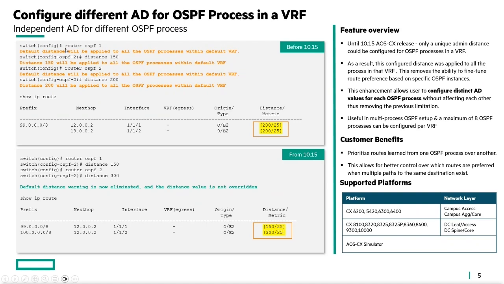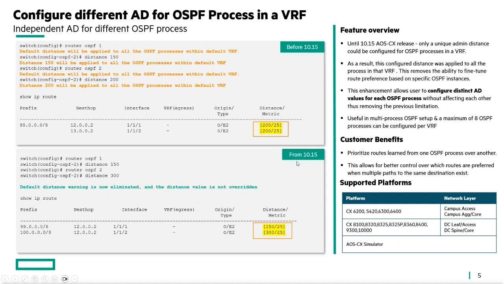Before 10.15, whenever we get into the router OSPF context, here I have router OSPF 1 and I'm applying a distance of 150. And in router OSPF 2, I'm applying a distance of 200. Irrespective of me assigning 150 to the OSPF 1 process, 200 still gets applied to both of these. So this was the limitation. We can also see this limitation here: distance 200 will be applied to all the OSPF processes within the default VRF. That was the issue.